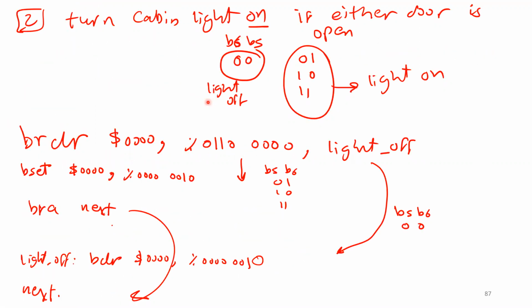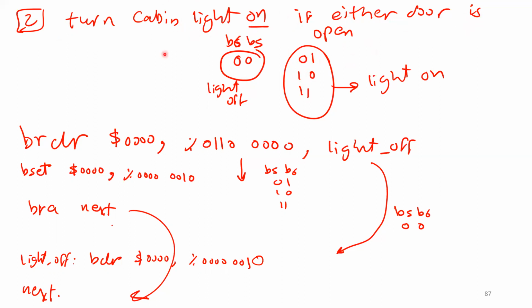Let's have another logic. I want to turn the cabin light on if either door is open. Either door is open means 1 0, where this one is open, or 0 1, where this one is open. Now it also means both doors are open. I think this is the logic we use in our life. In our cars, if either door is open, the light is usually on.